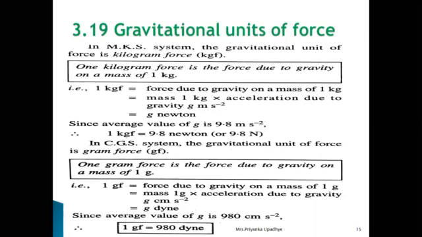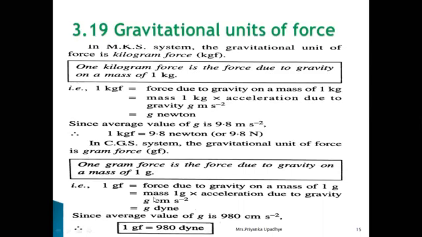And in the CGS system, the gravitational unit of force is gram force. 1 gram force is the force of gravity on a mass of 1 gram. If I take 1000 kgf, it means the force of gravity on a body of 1000 kilogram. So 1 gram force is nothing but the force due to gravity on a mass of 1 gram.